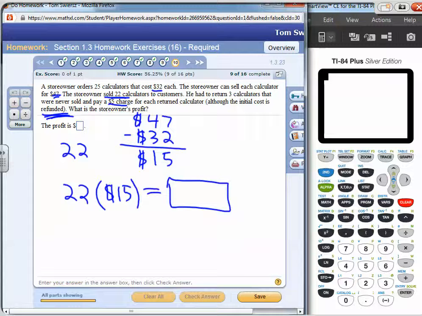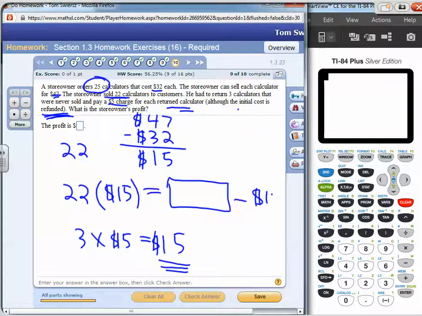But then what? Again, we don't have to worry about paying for the other 3 because the initial cost was refunded, but there was a $5 charge. So on the 3 he returned, 3 times 5, right? Because he ordered 25 and he only sold 22. So there's a charge of 15. So after we get our 22 times 15, we're going to subtract the $15 charge, and then that will give us his profit, right?